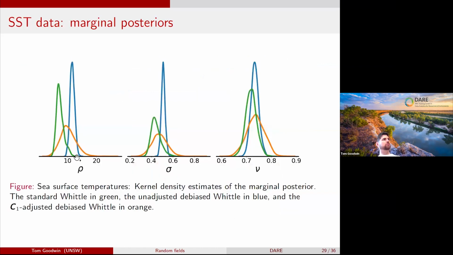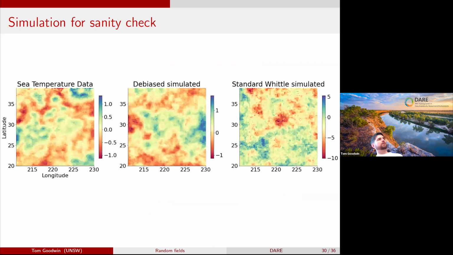And we're going to use the Matern kernel. And so here are the marginal posteriors. Again, three parameters: rho, sigma, nu. You can see in green, the Whittle is still underestimating this rho parameter. In blue is the Debiased Whittle, so it corrects the bias. It debiases the estimates. But the orange is the adjusted Debiased Whittle, which is essentially inflating the variance in a way to give proper coverages.